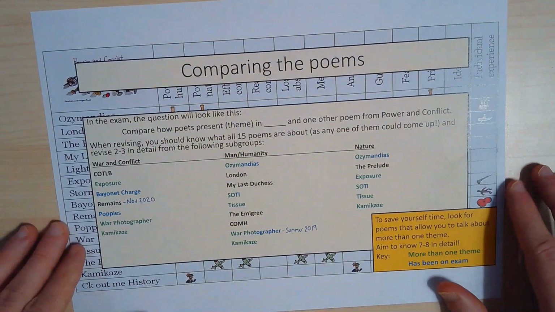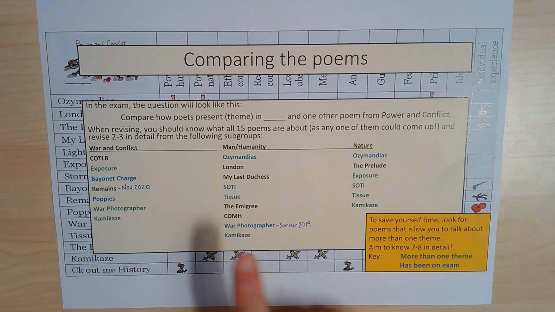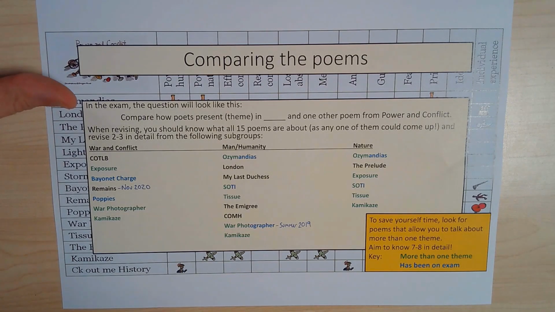When you're looking at the poems then, the first thing to note is that when you're comparing the poems, you'll get a question that says, compare how poets present a theme. And we've got the 3 main themes here, which is war and conflict, man and humanity, and nature. You could have themes as broad as grief. You could have themes like identity, memory. It could be absolutely anything in that theme. But they will always give you one poem and the full text of that poem, and they'll give you a list of all the other poets and poems there.